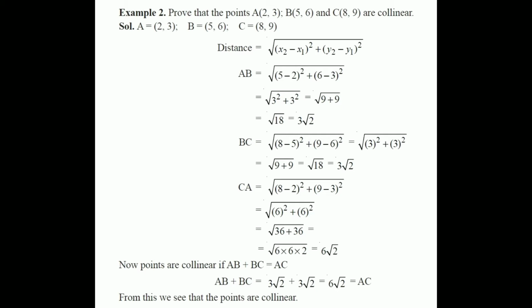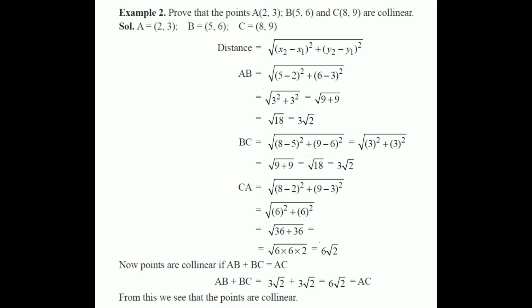Solution: A is (2, 3), B is (5, 6), C is (8, 9). Using the distance formula, the square root of (x2 minus x1) whole square plus (y2 minus y1) whole square, we calculate the first distance AB. For AB, the abscissas are 5 and 2, their difference whole square, plus the ordinates, the y values, 6 minus 3 whole square, under the square root.